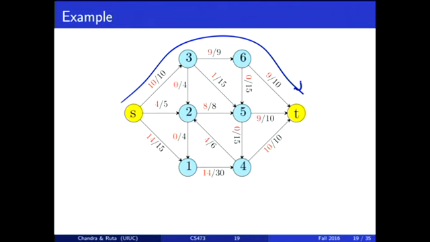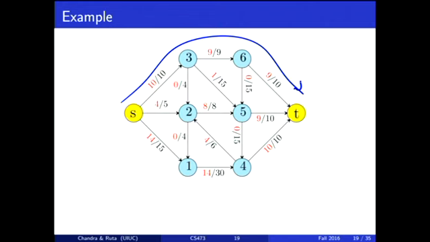The first edge is sending 10, the second is sending 9, the third is sending 9, right? How much can I rip out on this path? I can't rip out more than 9 units, because if I take more, I can't send more than 9 units on that path. But I can send 9, so let's send 9 units on that path.